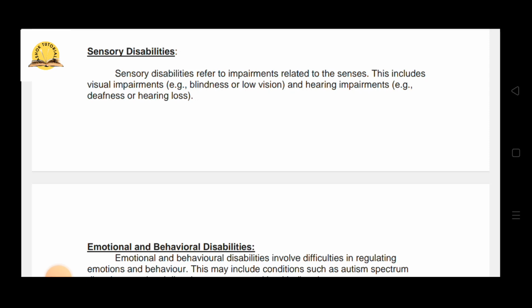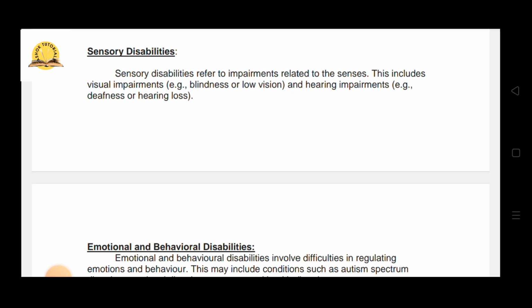And hearing impairment, for example deafness or hearing loss. Now, hearing impairment does not mean the individual is completely deaf. It means that he or she might have lost some of the power of hearing. He or she might not be able to hear as much as you can. So we have to go near that individual's ear and we have to shout. That is the problem of hearing impairment.